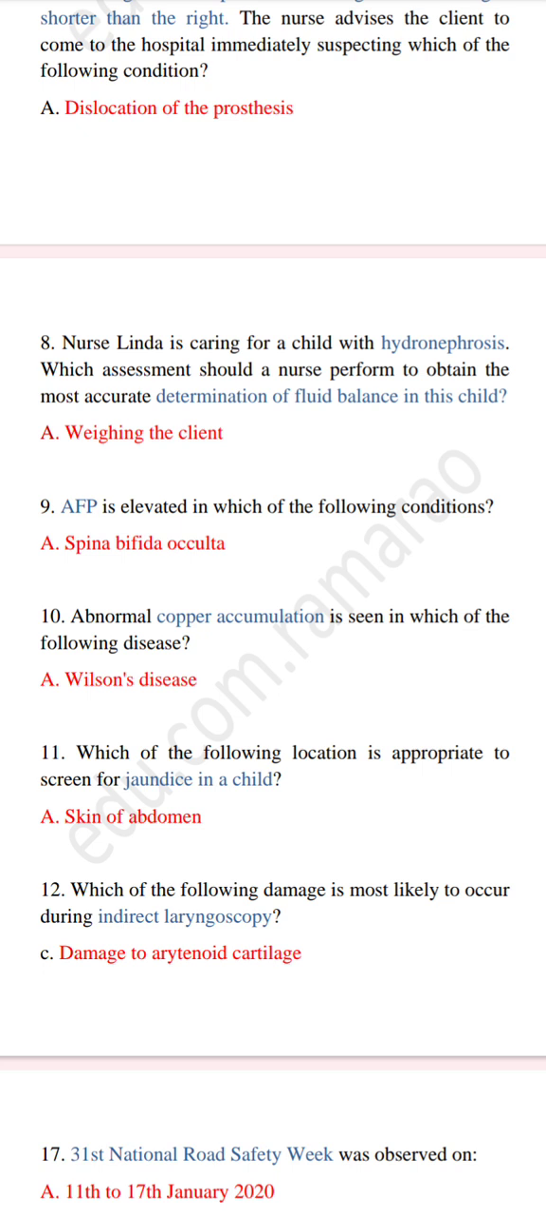Okay, the next one. AFP is elevated in which of the following conditions? Spina bifida occulta. And the next question. Abnormal copper accumulation is seen in which of the following disease? Wilson's disease.